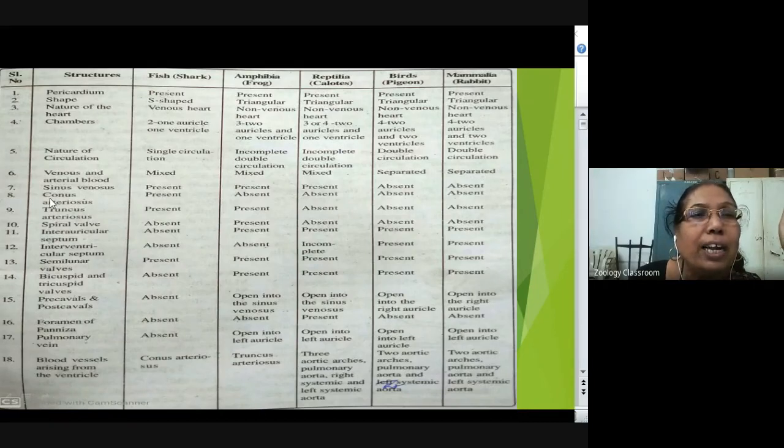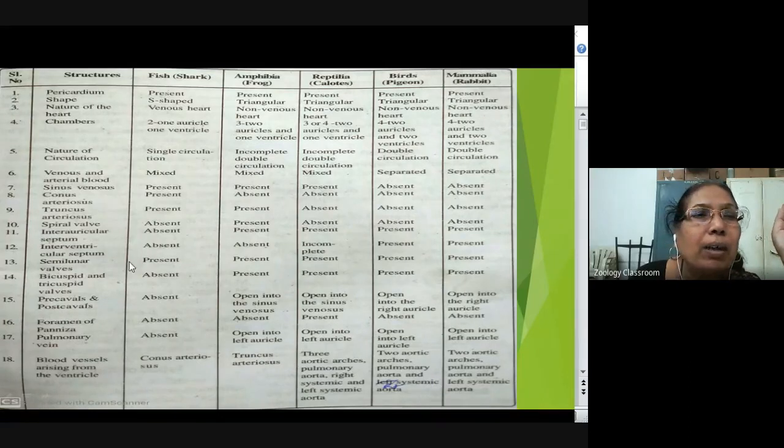Then conus arteriosus is present in fish. Then conus or truncus arteriosus is present in amphibia. In reptile, conus arteriosus is absent. In bird also absent, and mammal also absent. Then truncus arteriosus is present in fish and also amphibia. Then absent in reptile, birds and mammals.